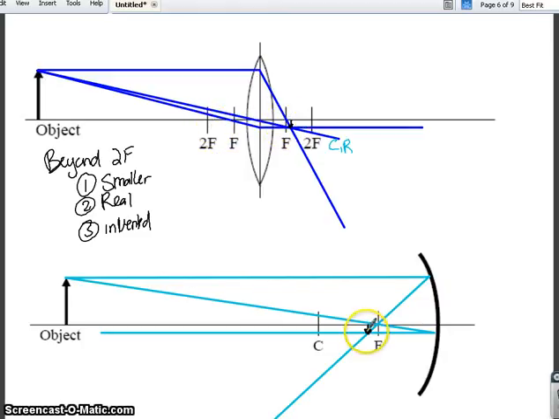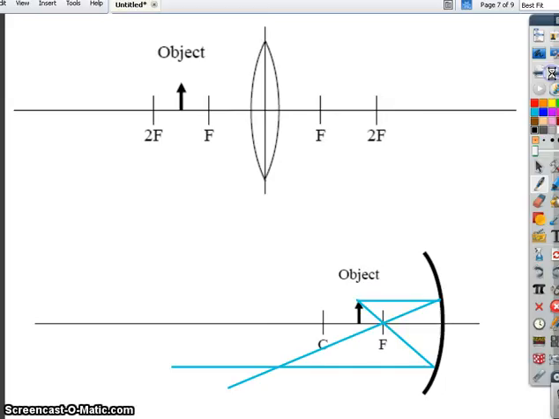So if we punched in the numbers, if the focal length was the same for this lens as it is for this mirror, and the object height and the object distance were the same, we would get the same numbers if we plugged it into our equations for the lens as we would for the mirror. So I'm just trying to show you how similar these two are. If you know this one, you know this one, but instead of the light reflecting back, it's going to refract and come on the other side. So very similar.